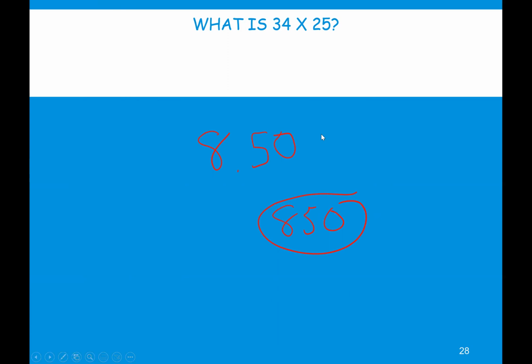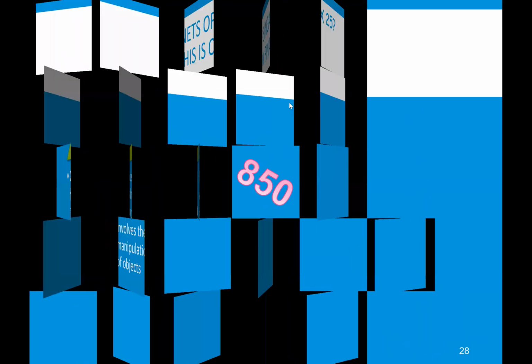Now, how else could we have done this? Well, we could have some reference points. Even if we only know that 4 quarters is $1, then we know 8 quarters is 2, 12 quarters is 3, 16 quarters is 4, 20 quarters is 5, 24 quarters is 6, 28 quarters is 7, and 32 quarters is 8. With 2 more quarters left over is 50 cents, so 850. Now, this might be hard for third graders, but we could do it with 6th graders. They just love it. They think it's fantastic. All right, so that's an example of constructivism.